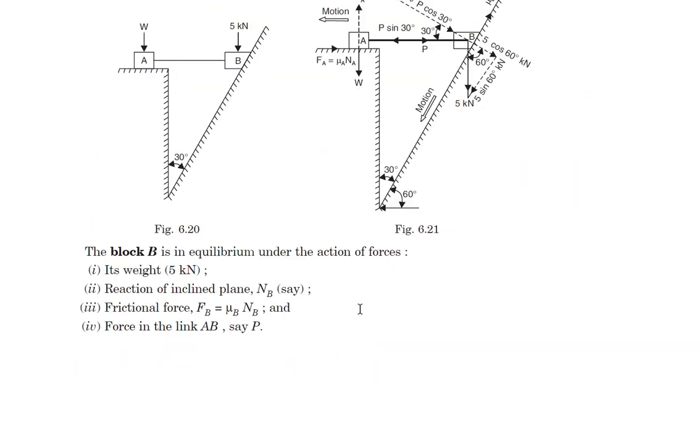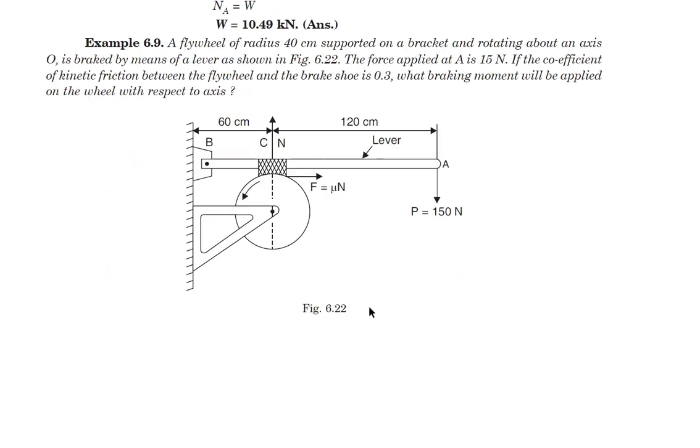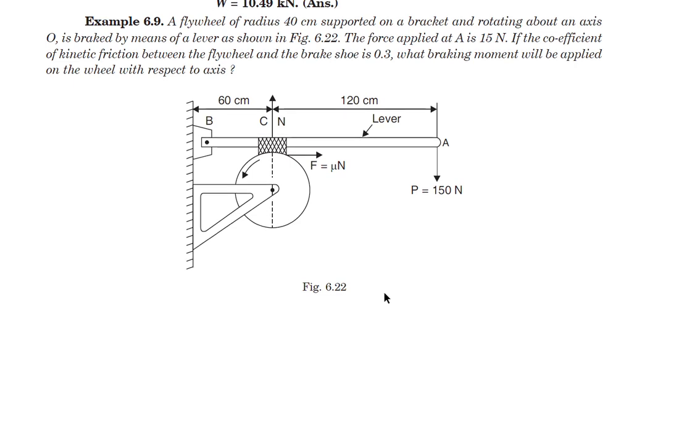Let us now move to the next problem. Here the problem statement is like this: a flywheel of radius 40 centimeters supported on a bracket and rotating about an axis O. This rotating wheel is braked by means of a lever as shown in figure 6.22. The force applied at A is 150 Newton. It is misspelled here as 15.